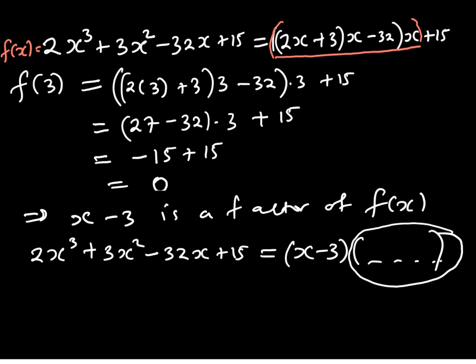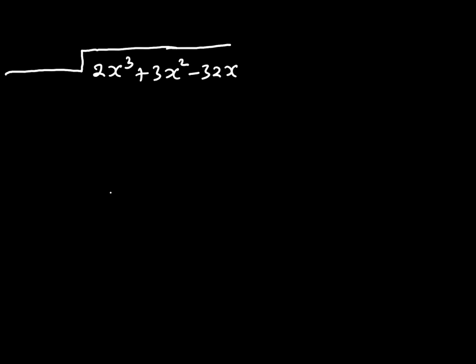We can also go ahead and try to, but that's going to be a long way. The easiest way is always to use long division. So let's try long division and see what we get, so we can factorize our polynomial. We have been given 2x cubed plus 3x squared minus 32x plus 15. We are to divide this by x minus 3.